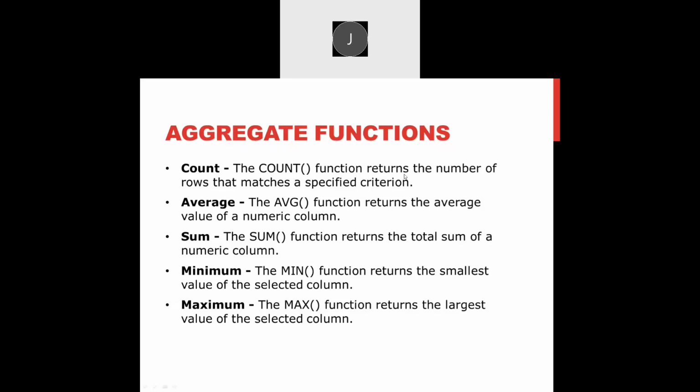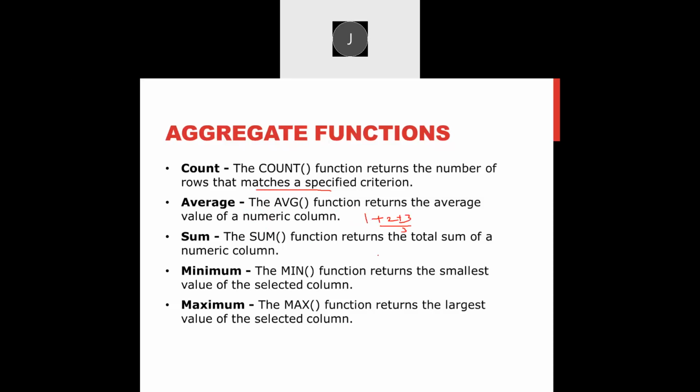Count will give the number of rows that match the specified criteria. That means if you give criteria in the where clause, based on that it gives the result. Average will give the average value. How average works we know, right? If it is three elements, 1 plus 2 plus 3 by 3. This average result it will give.